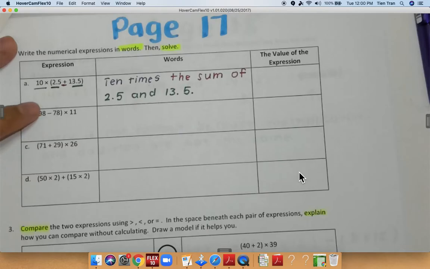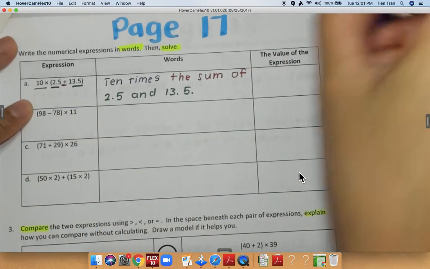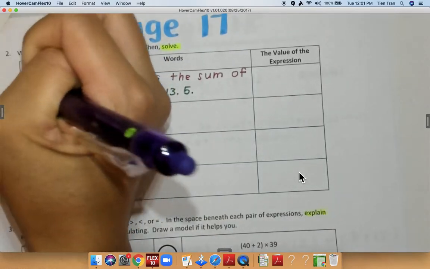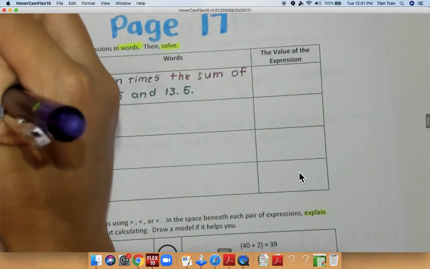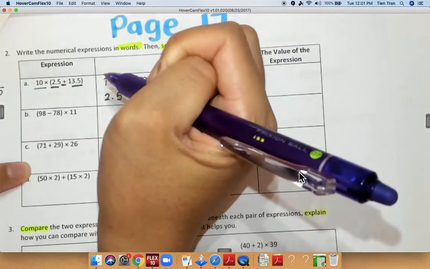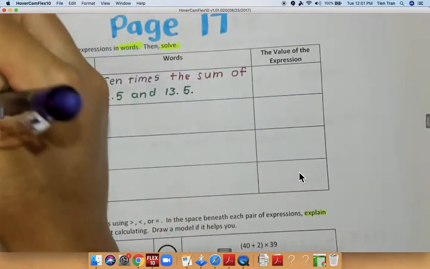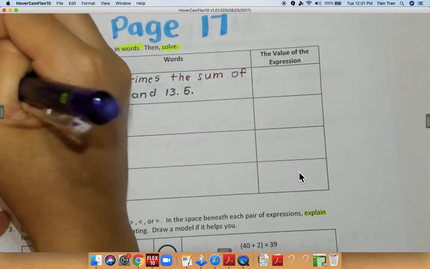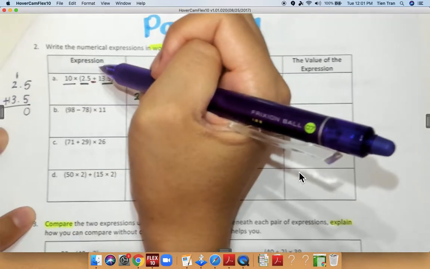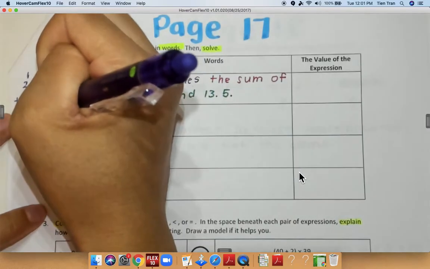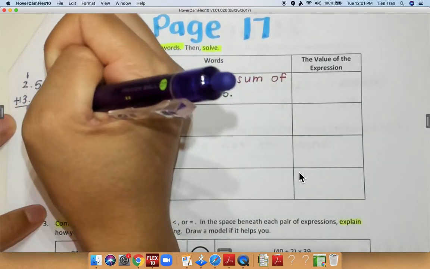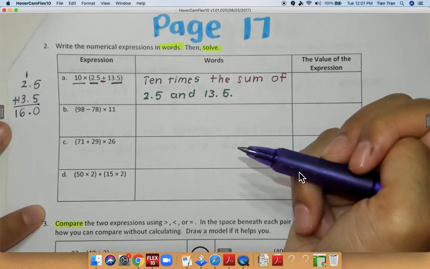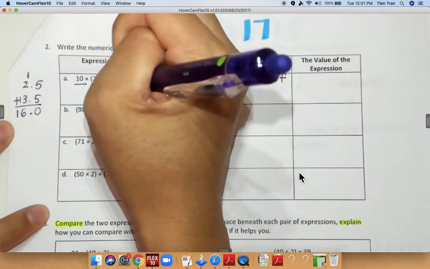So now I need to solve. So over here, I'm going to solve. I have 2 times 2.5. I have 2.5, and I'm adding that with 13.5. 5 plus 5 is equal to 10. You guys see that? Bring down my decimal. 3 plus 2 plus 1 is equal to 6. And bring down my 1. So I get 16.0. So 16.